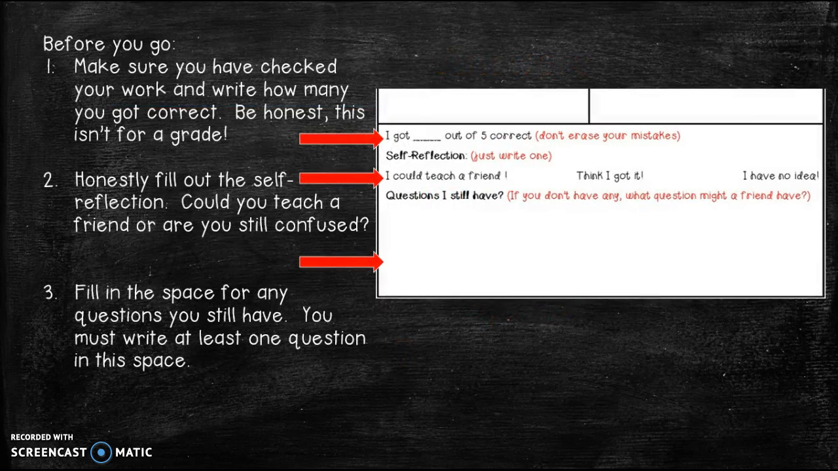So before you go, make sure you've checked your work and you write how many you got correct. Be honest, it's not for a grade. Honestly, fill out the self-reflection. Could you teach this to a friend, or are you still a little bit confused? And then fill in the space for any questions you still have. Remember, you must write at least one question in this space.